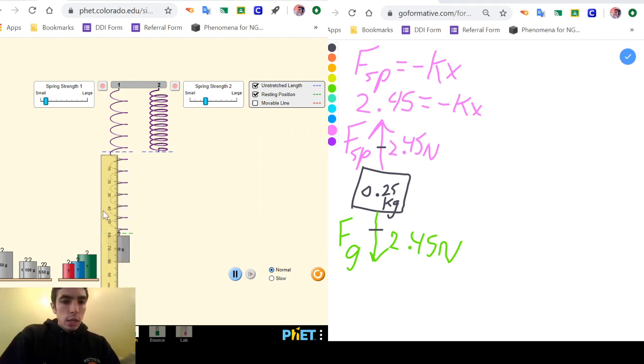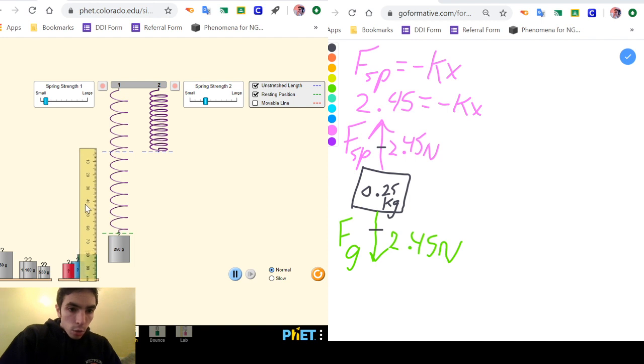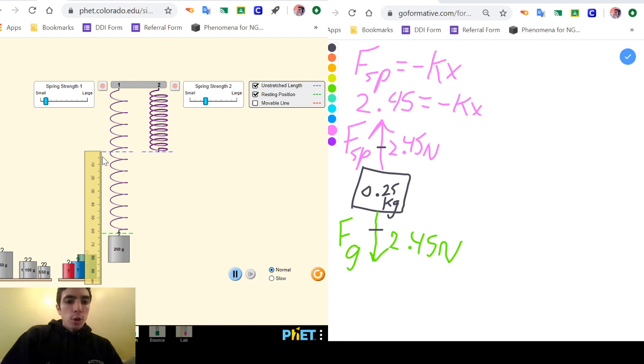And we're going to need to use this ruler in our simulation. When you first open it up, it'll start over on the right side over here. I'm just going to line this up so that the very top of the ruler, the 0 line, is right at that blue line, our unstretched length. And then to measure our displacement, we want to measure from this blue line down to the green resting position with the mass on it.